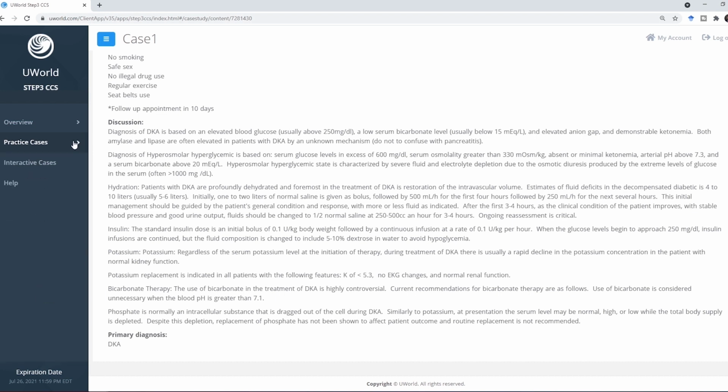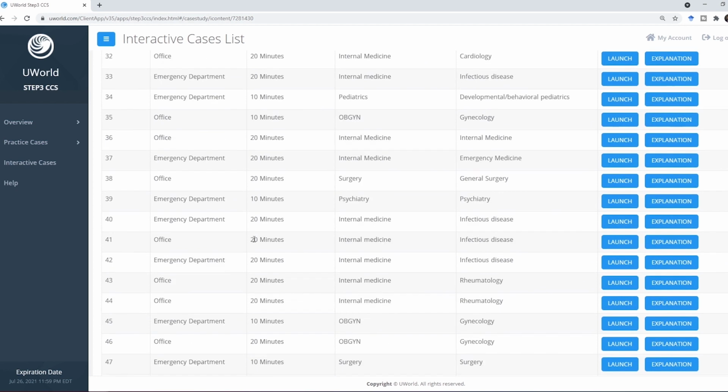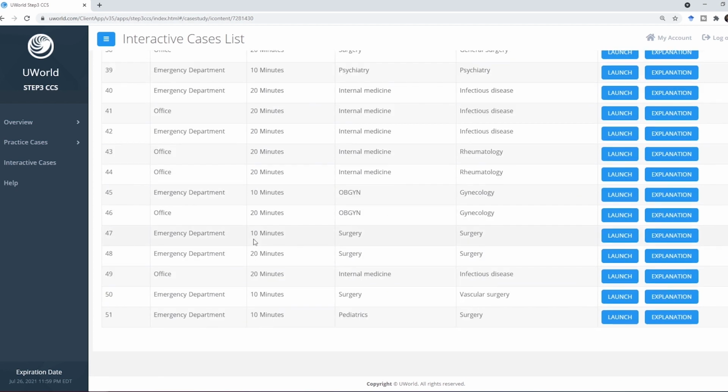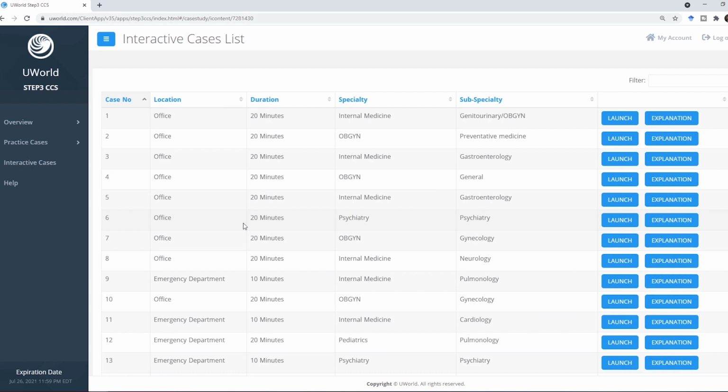On the other side, the interactive cases are the ones that are similar to the exam. As you can see here, there are 51 interactive cases. Today I'll show you the management of 2, but once you get your subscription to the question bank, you can go through the 51 cases. For each case, there is this button called Launch, in which you will be presented with the exam platform, and the explanation in which you will be presented with the information how to solve the case. It's a written explanation on how to manage the case.